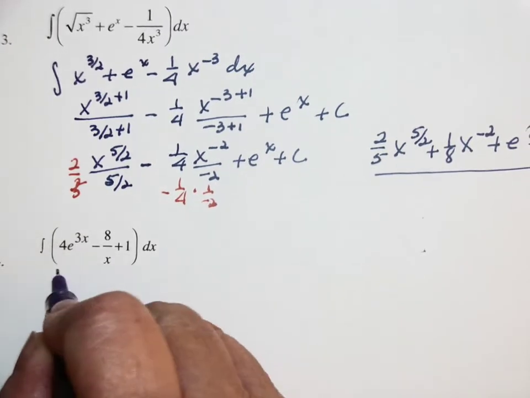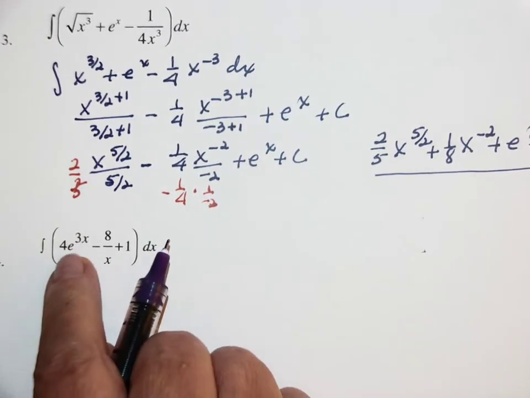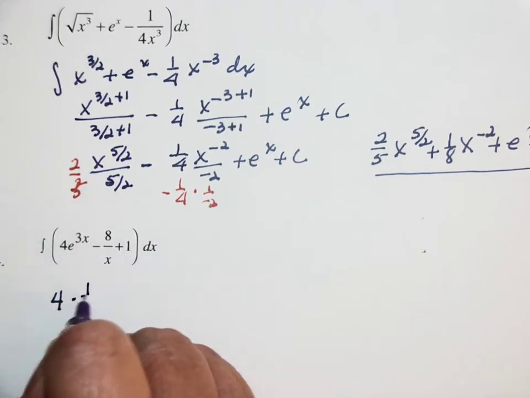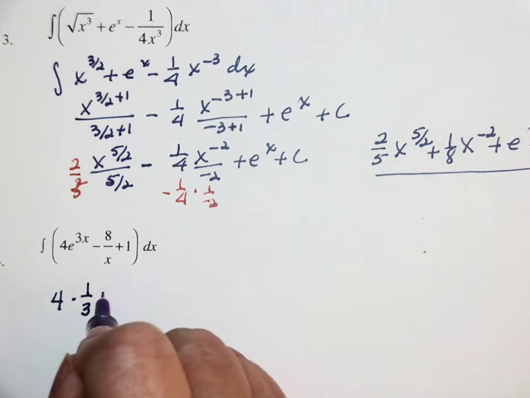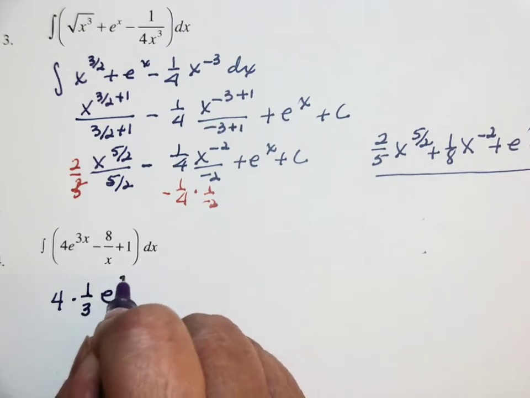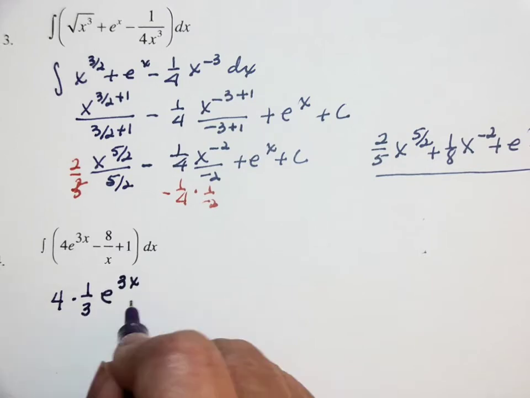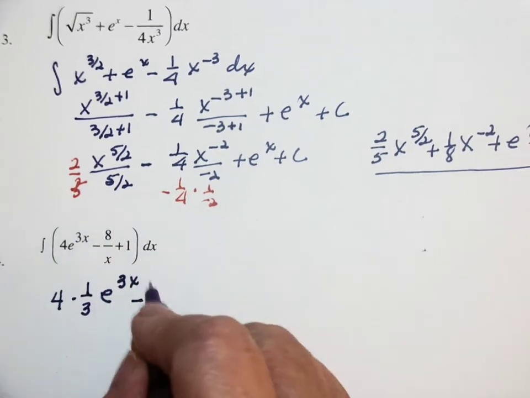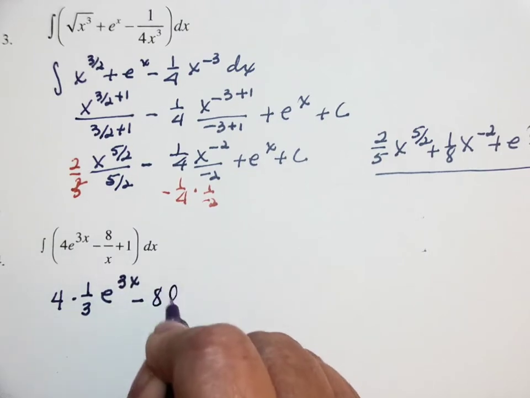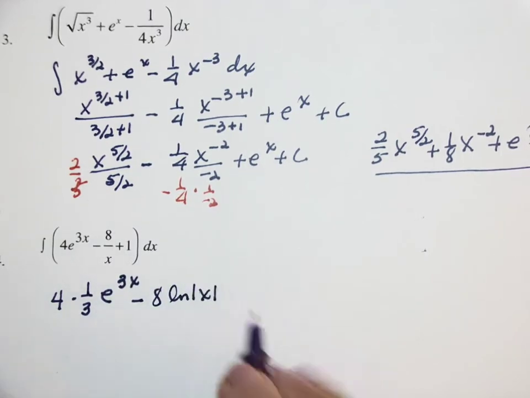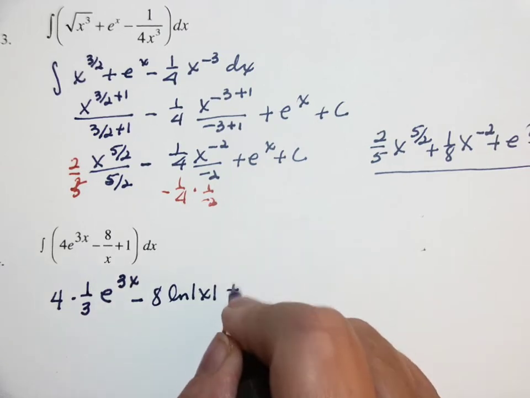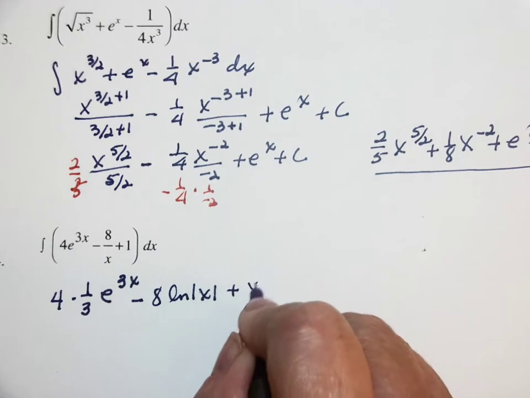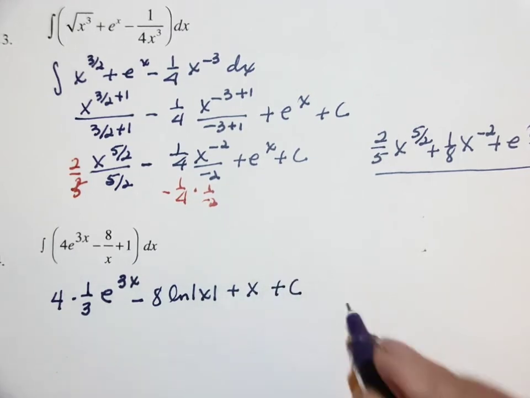Okay, this is 4. Now, the antiderivative of e to the 3x, k is 3, so it's 1 over k, e to the kx, or e to the 3x, minus, well, this is 8 over x, which is 8, then the natural log of the absolute value of x. The integral of a constant, that's 1, would be 1x plus c.